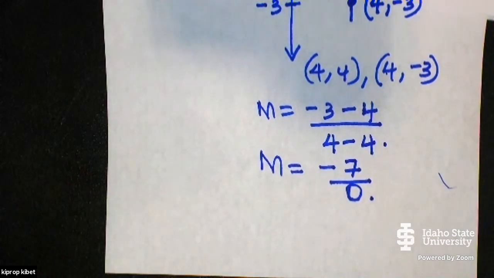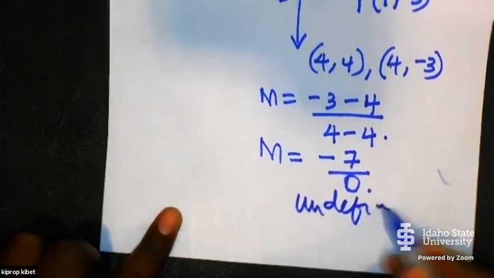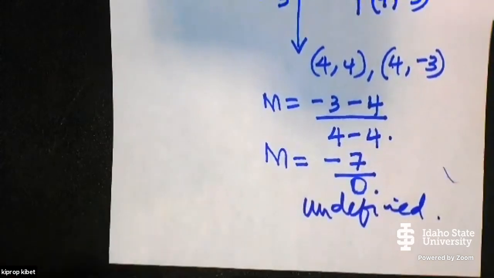So if you divide anything by 0, what do you get? What? 0. When you divide anything by 0, are you getting 0 in your calculator? Are you sure? So when you divide anything by 0, then this is undefined.